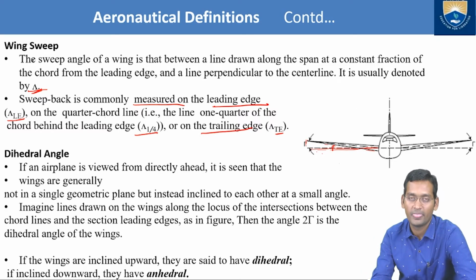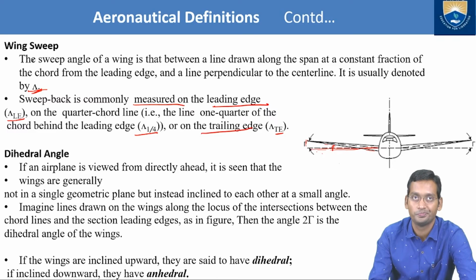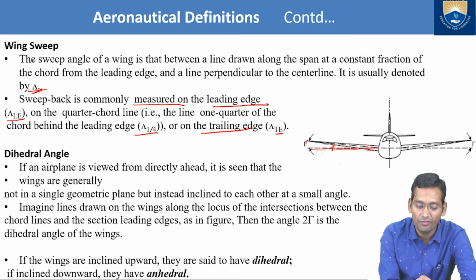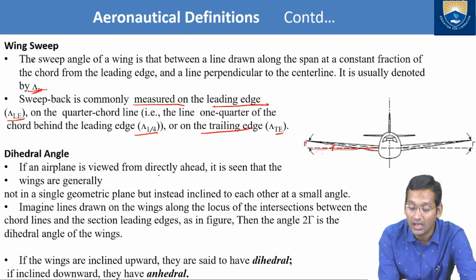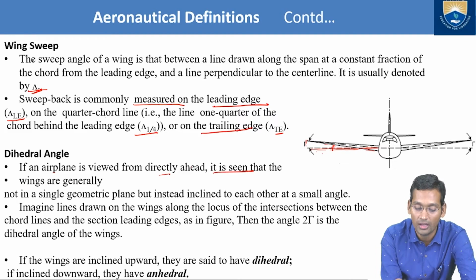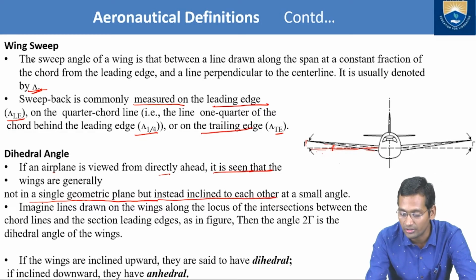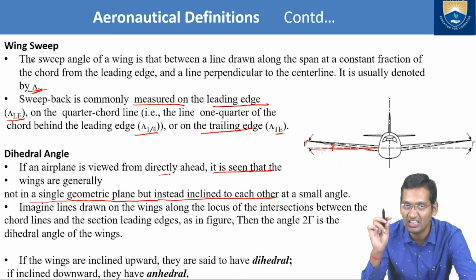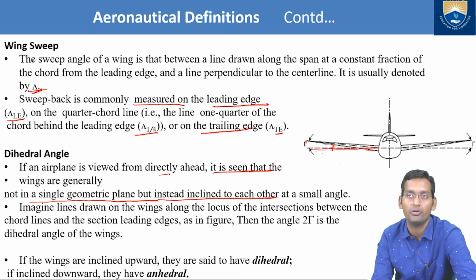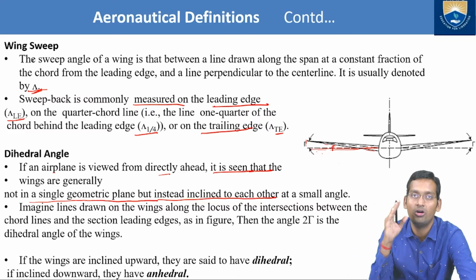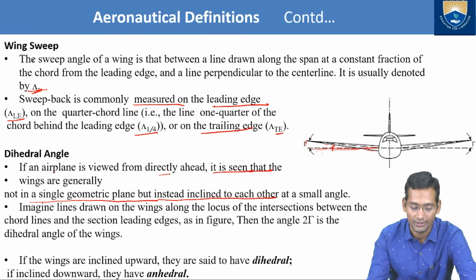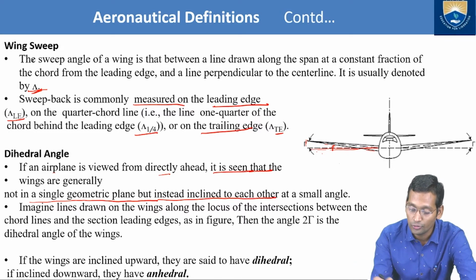Now the dihedral angle. If an airplane is viewed from directly ahead, it is seen that the wings are generally not in a single geometric plane, but instead inclined to each other. Here, as I told, that angle is very, very small. It's not like around 10 degrees, 20 degrees, 15 degrees. If you look properly and consistently, only then you can observe that these wings are inclined.